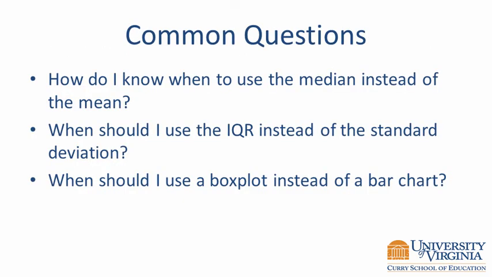At this point, you have seen a variety of ways to summarize data with descriptive statistics. Even when you reduce the number of choices by identifying the type of data, you may still have to choose among a variety of procedures. You may be wondering, how do I know when to use the median instead of the mean? Or when should I use the interquartile range instead of the standard deviation? Or when should I use a box plot instead of a bar chart? The answer depends on what you learn while you're exploring the data.